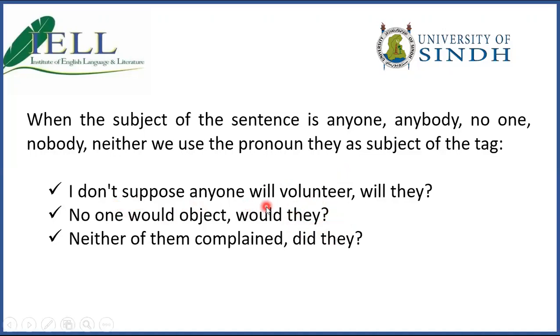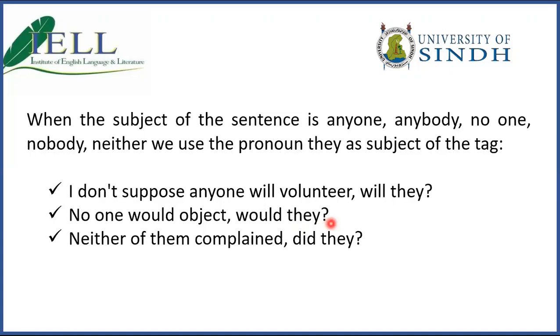I don't suppose anyone will volunteer, will they? So here we are talking about anyone. Anyone can mean one person, or anyone can mean more than one person. So generally we would use they in the tag. Okay, again, no one would object, would they? We would not say would he or would she. Rather, we would generalize it to would they.